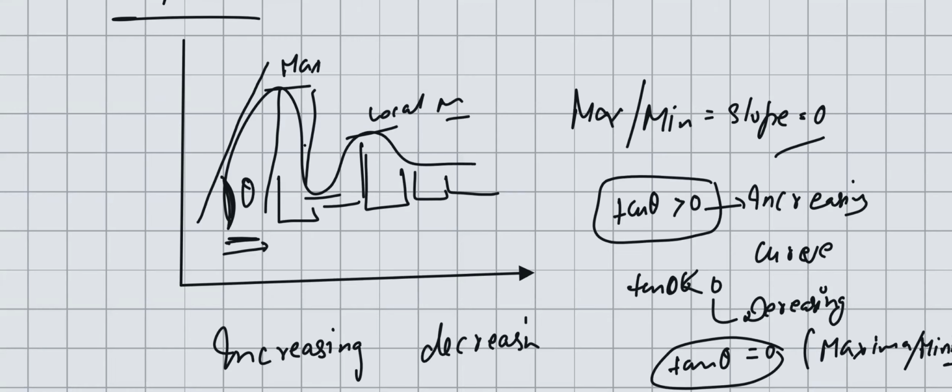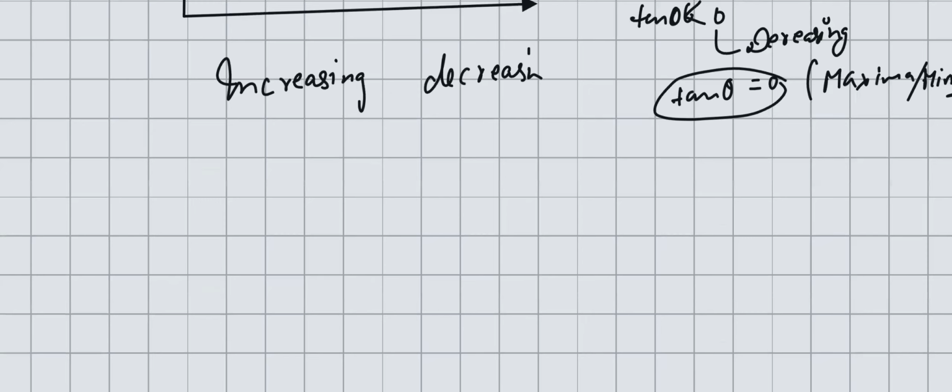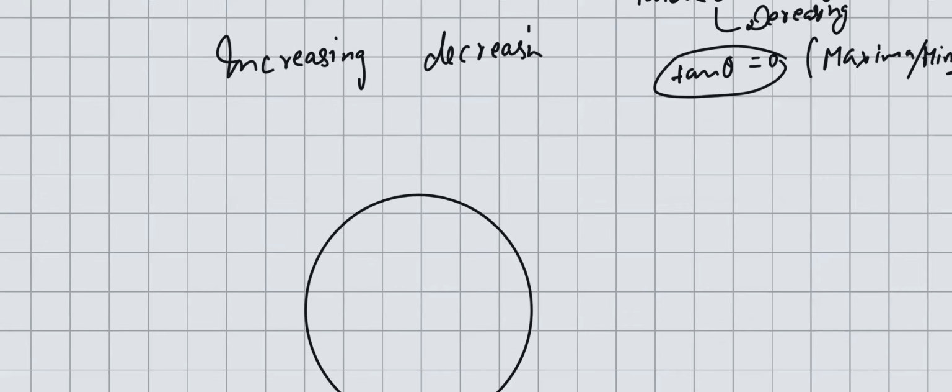Now the twist is, let's say I gave you some curve. Let's take the example of the circle which I made earlier. This is the circle, and I have created it taking this point as the center.